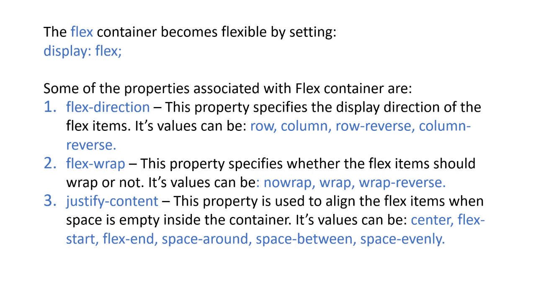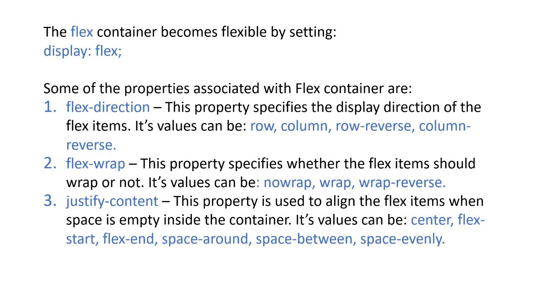This property specifies the display direction of the Flex items. Its values can be row, row reverse, column, column reverse. 2. Flex wrap. This property specifies whether the Flex item should wrap or not. Its values can be nowrap, wrap, wrap reverse.